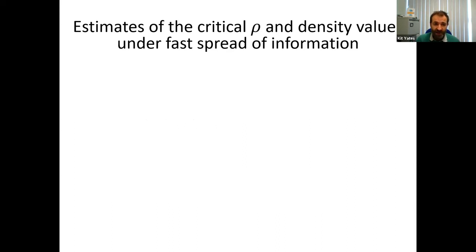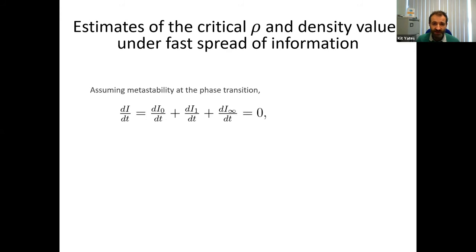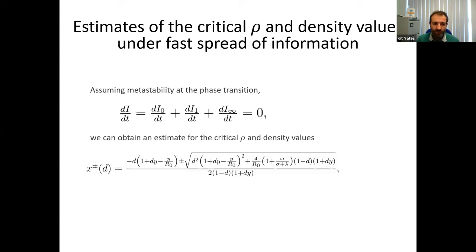And again, you can do some analysis with this, assuming that you've got this metastability of the population, so that the infectious population isn't changing much over time. And then you can estimate the critical value or the relationship between rho and D, the proportion of the population who are actively seeking out disinformation. And here, so this is the formula. It's some quadratic formula. Again, don't worry too much about it. But X here is 1 minus rho. So this is the relationship between rho and D.